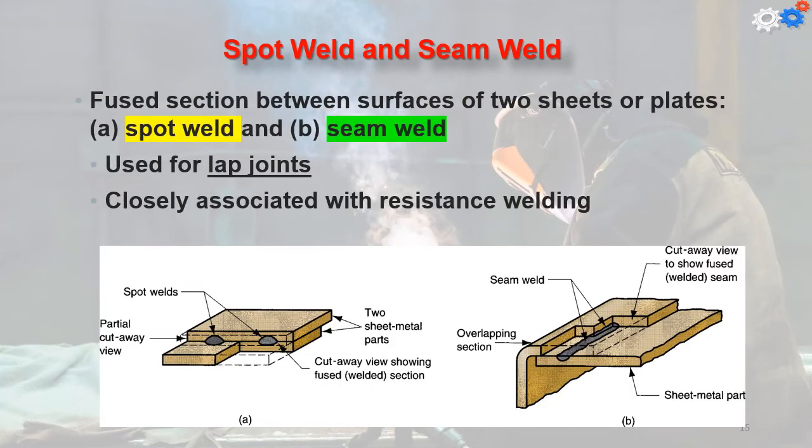In spot welds and seam welds, the fused section between the surfaces of the two sheets or plates can be made by the spot welding process or the seam welding process, usually used for lap joints and closely associated with resistance welding.